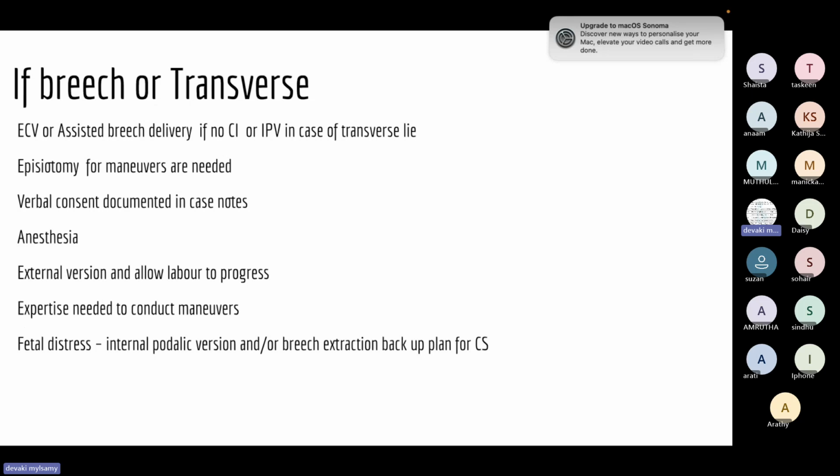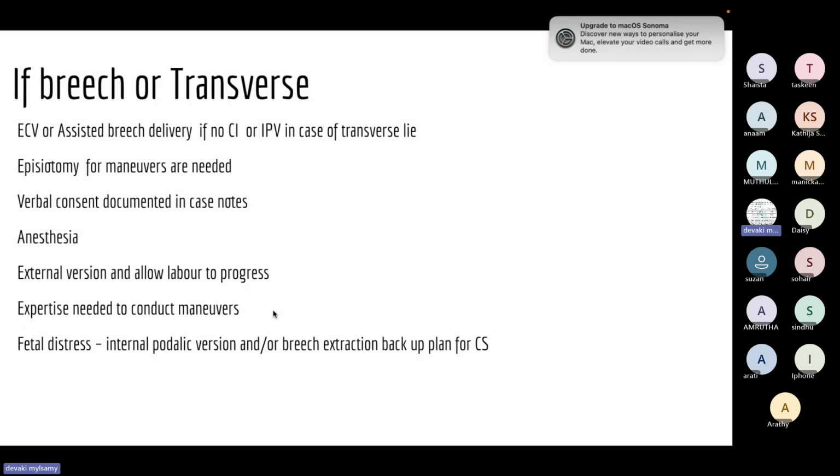External cephalic version or assisted breech delivery can be considered in cases of breech delivery. Continuous fetal heart rate monitoring is important, and expertise is needed, which you had mentioned very boldly, because that was mentioned twice and I listened to it very nicely. You can take the help of the expertise, even the consultant can be involved here. If fetal distress, then we can plan for cesarean section also. Any concern with fetal heart rate, any contraindication to ECV, assisted breech delivery or cord prolapse, then cesarean section can be an option in this case.